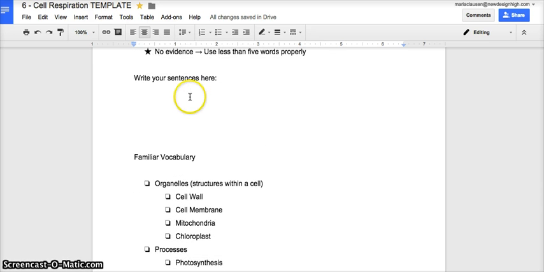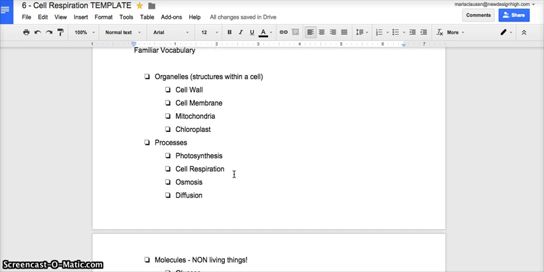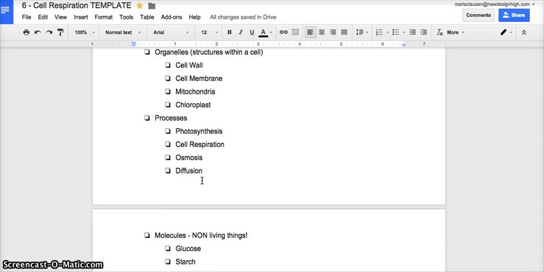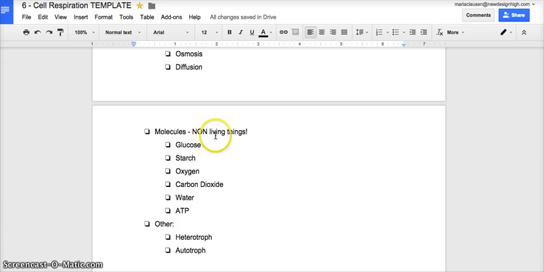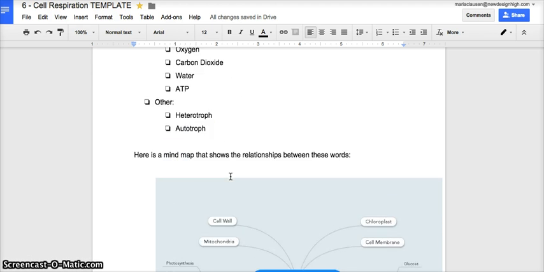You're going to write your sentences right here. We left you a little bit of space, and here is the familiar vocabulary. Organelles, or structures that are within a cell. Cell wall, cell membrane, mitochondria, chloroplast. Processes, things that happen. Photosynthesis happens, cell respiration, osmosis, and diffusion. Molecules, non-living things, glucose, starch, oxygen, carbon dioxide, water, and ATP. And 2 other words, heterotroph and autotroph.